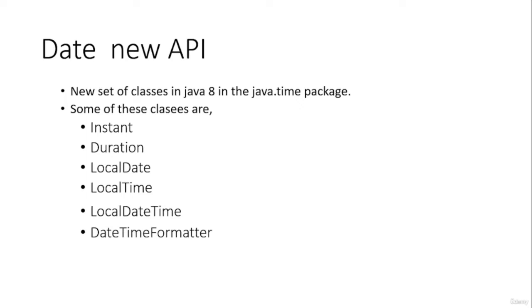Now let us discuss Duration, which is the time elapsed between two events. You can calculate the duration between two events using it. Next are LocalDate, LocalTime and LocalDateTime. All these classes are similar in structure. They specify the local date, the local time and the local date time respectively.